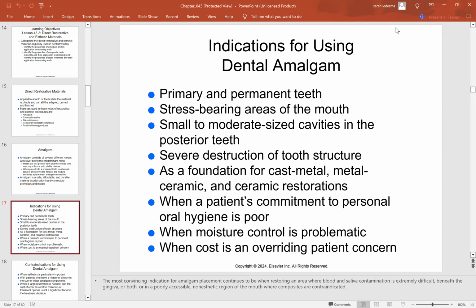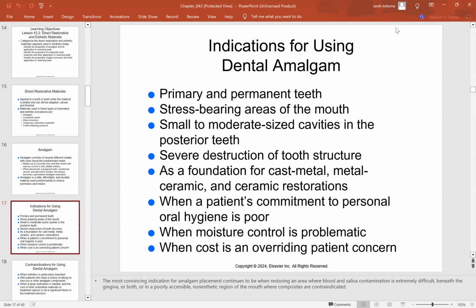Indications for using dental amalgam would include primary and permanent teeth. These are going to be used on our stress-bearing areas because amalgam is very strong and can withstand those forces. Small to moderate sized cavities in the posterior teeth, and severe destruction of tooth structure. We can also use amalgam as a foundation for cast metal, metal ceramic, and ceramic restorations.